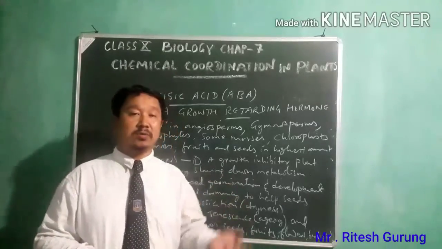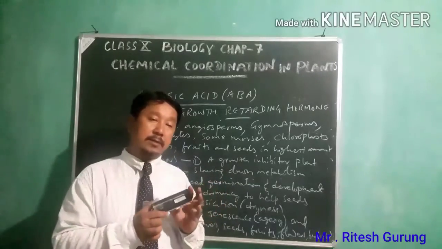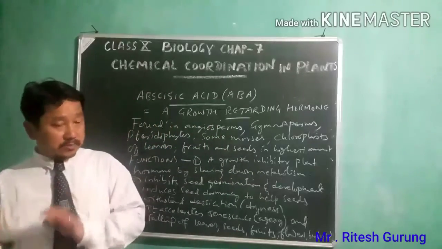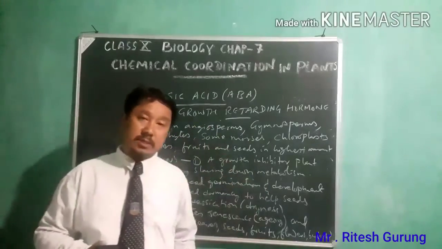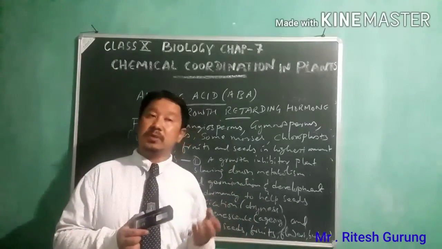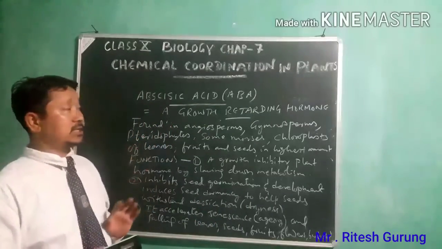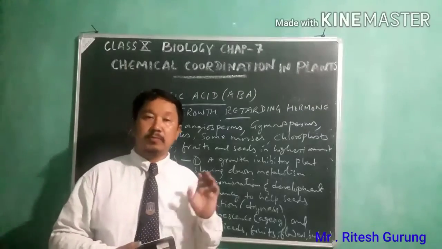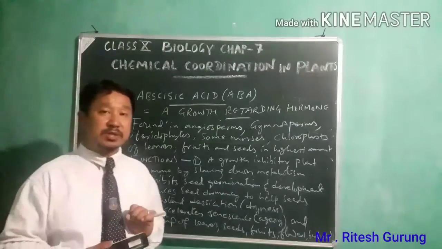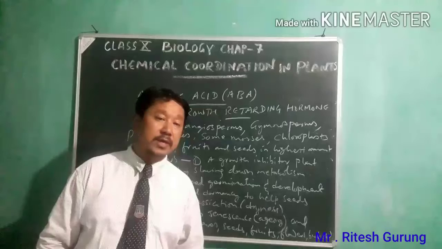So this is how we find some hormones promoting the growth of the plant, but there are some other hormones which are inhibiting the growth of the plants. So this is how we had our talk about all these different 5 kinds of plant hormones in this particular chapter. Today we'll do only this much, and in the next class we'll continue the same chapter, that is chapter number 7. Okay, thank you very much.